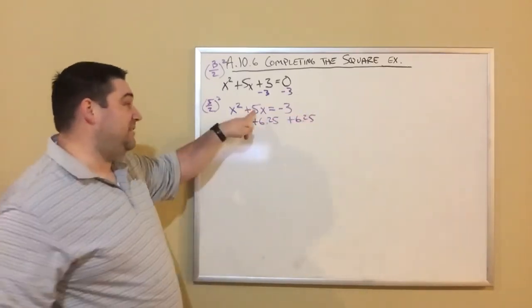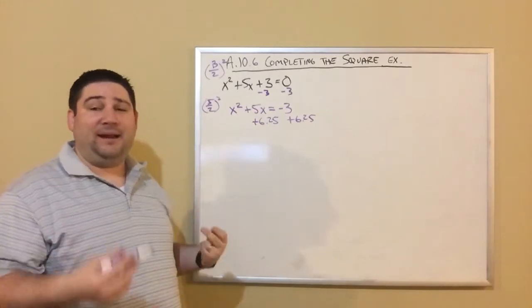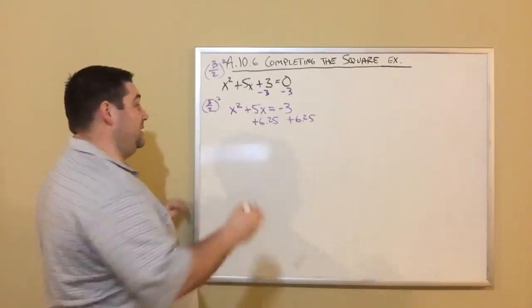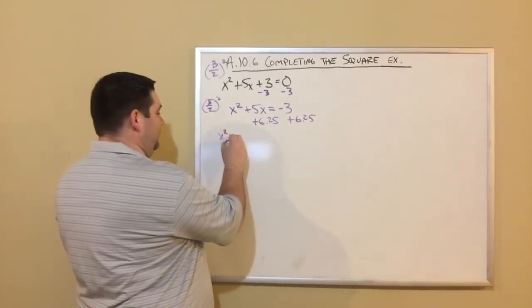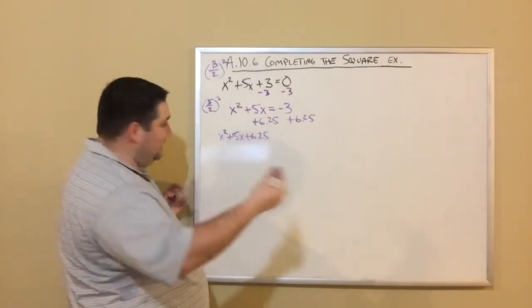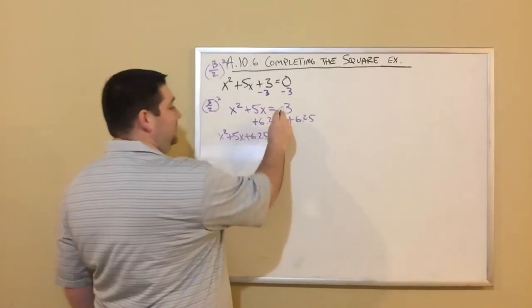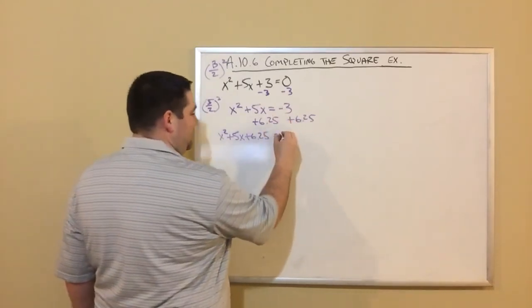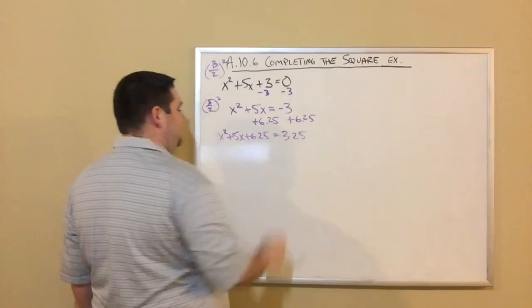All you do is take that 5, divide it by 2, and square it, and that tells you what you're going to add to both sides. So now I've got x squared plus 5x plus 6.25. Don't round that, keep it as is, and that's going to equal negative 3 plus 6.25, which is 3.25.